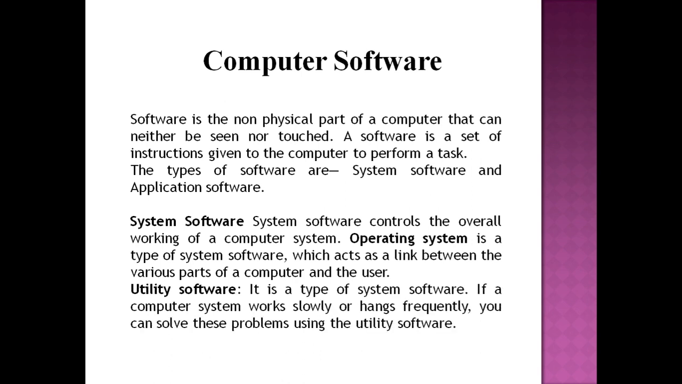Next we are having the utility software. It is a type of system software. If your computer system works slowly or hangs frequently, you can solve this problem using the utility software. In Windows operating system, some built-in utility software are already installed, that is disk cleanup and disk defragmenter.